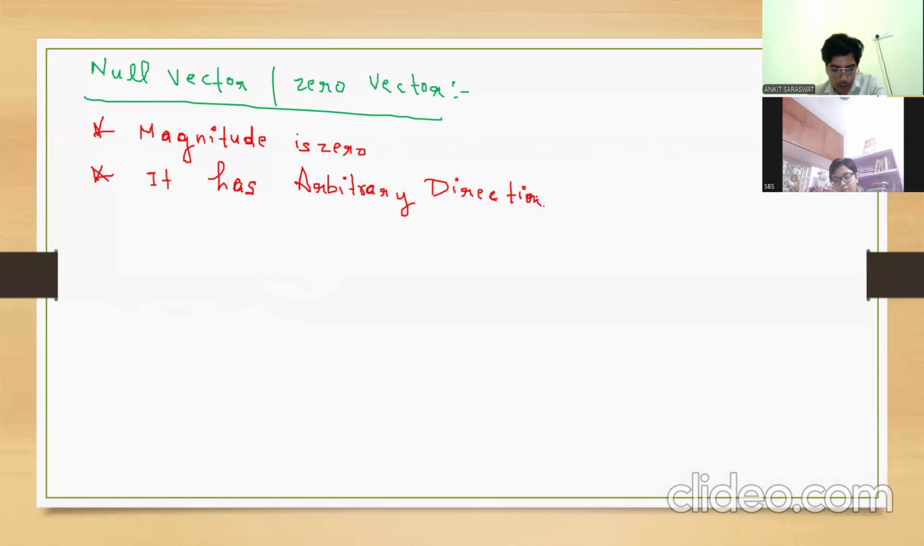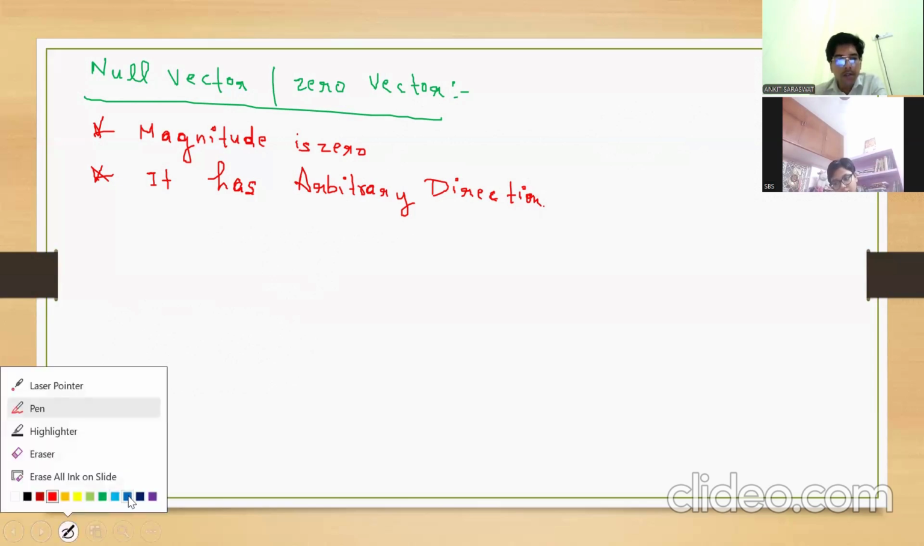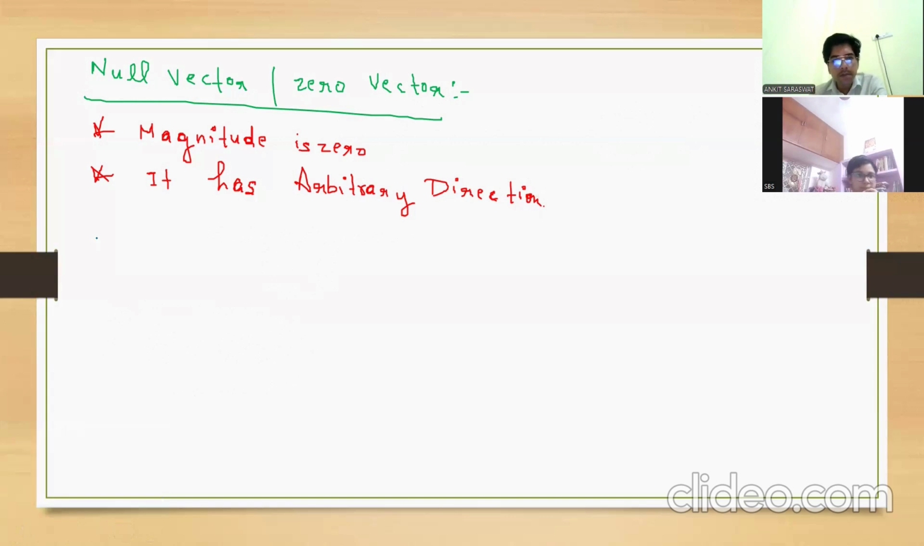Now, after this, last is orthogonal unit vector. Write down orthogonal. See, whatever I'm teaching here, don't share your notes with anyone outside. Clear? Don't share, okay?